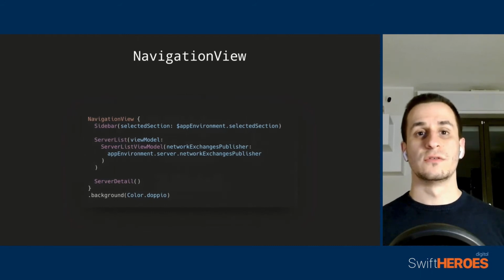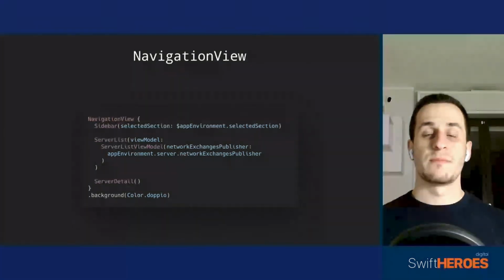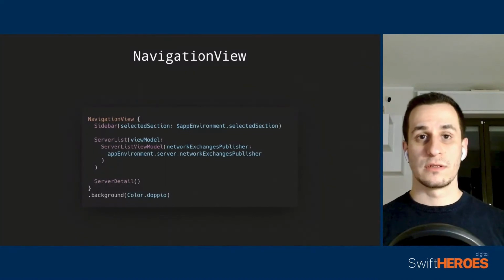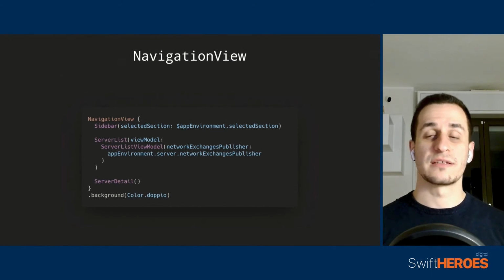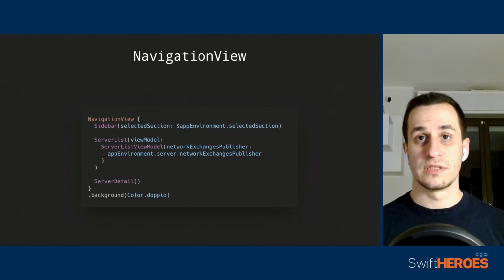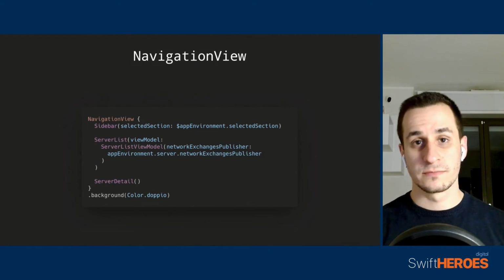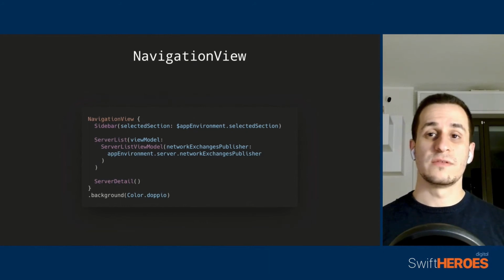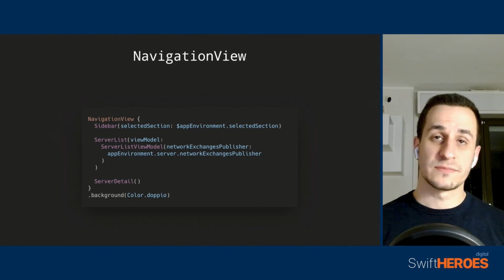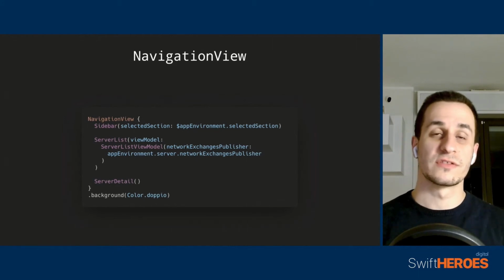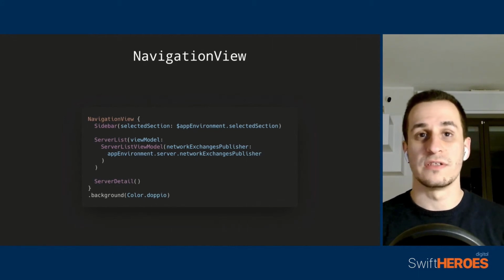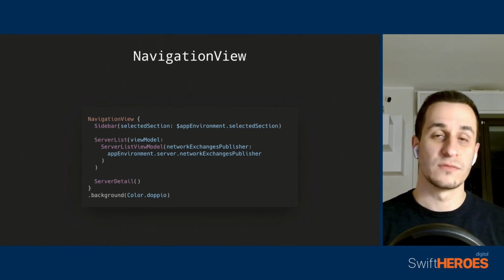By looking at the code, we can see that by defining 3 views inside the navigation view, they will be correctly rendered. We can also notice that we use the environment to pass around the app the currently selected section, and also the network exchanges publisher. That is one of the previously declared buffered subjects. One of the funny things is that we created our own colors and we named them with the coffee names like Doppio.